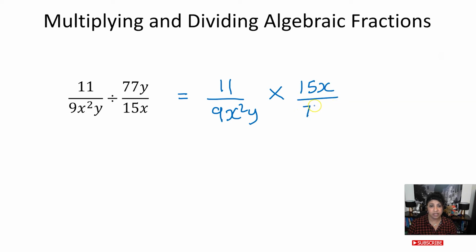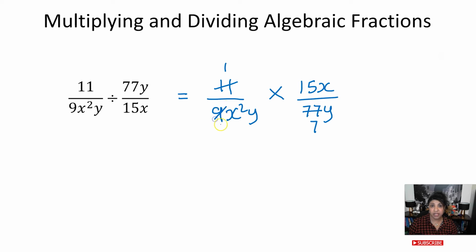Which is now going to be 15x over 77y. Right, so now you can see if you can cancel anything out. Before you multiply, you can cancel out. So you don't need to do 11 times 15 first. So now I can see 11 and 77. I can simplify that. There is 1 11. There are 7 11s here. I can also simplify 9 and 15. There is a common factor, which is 3.